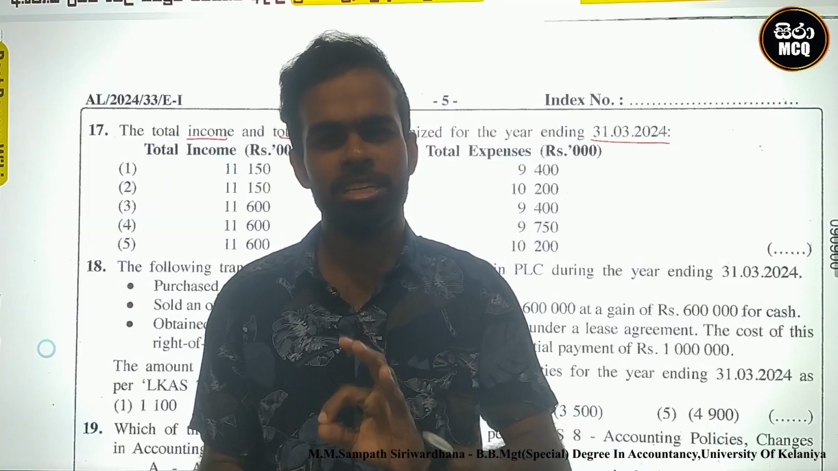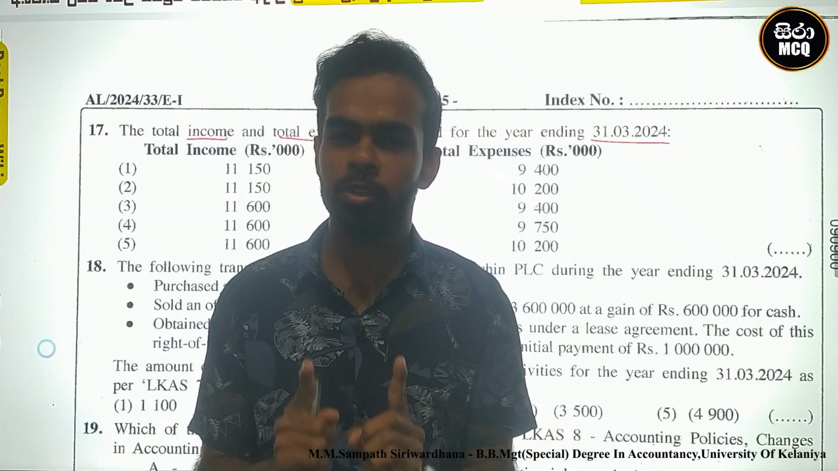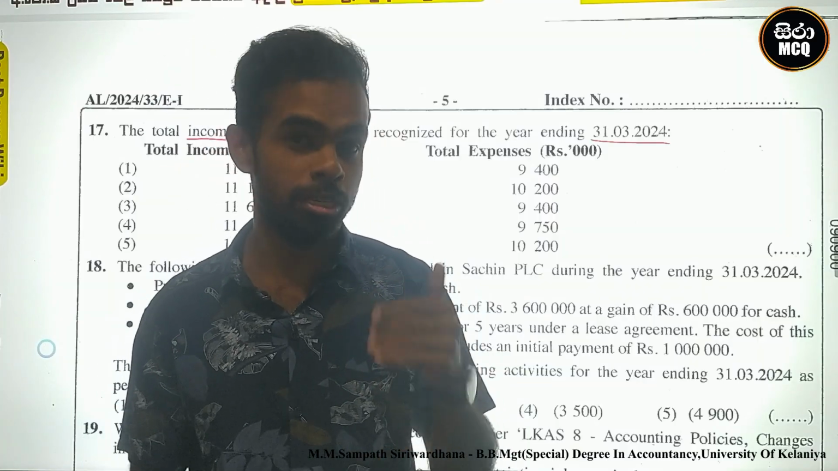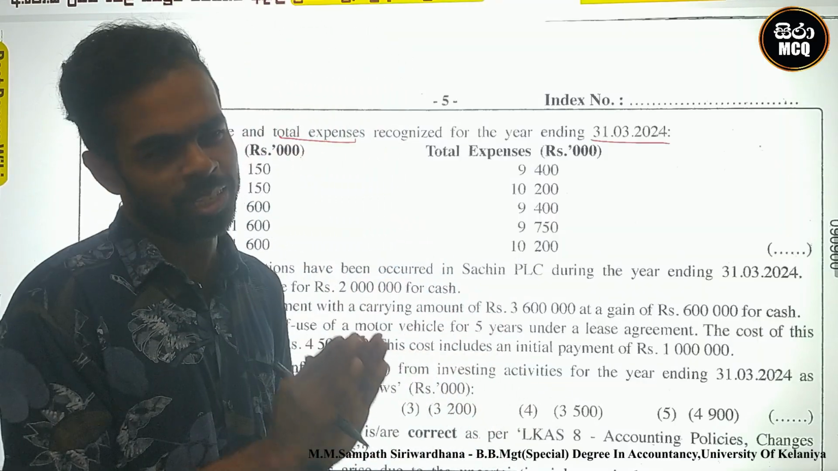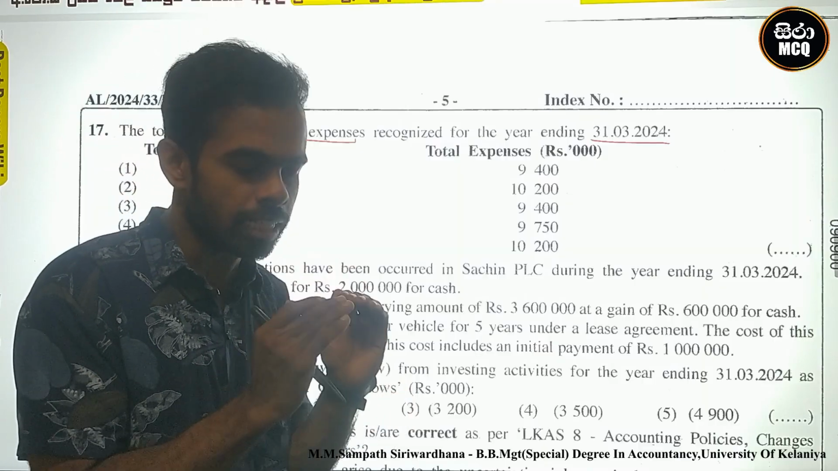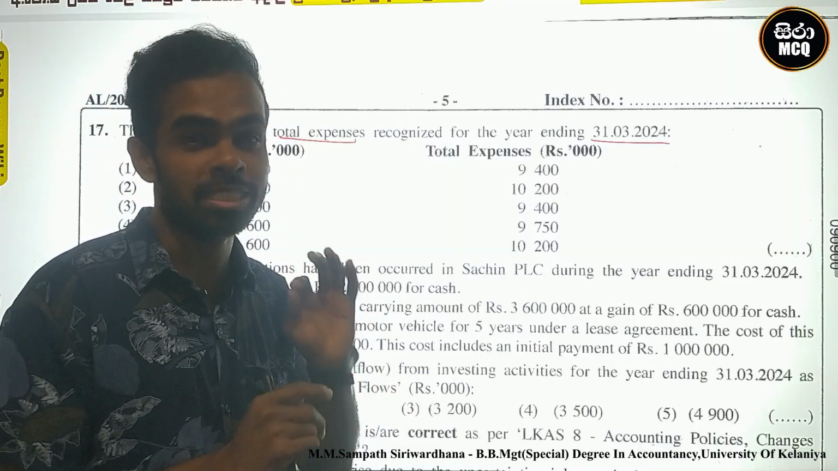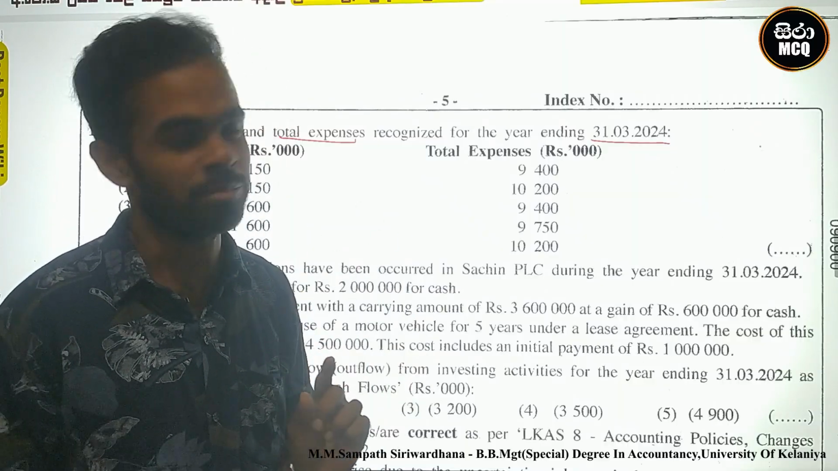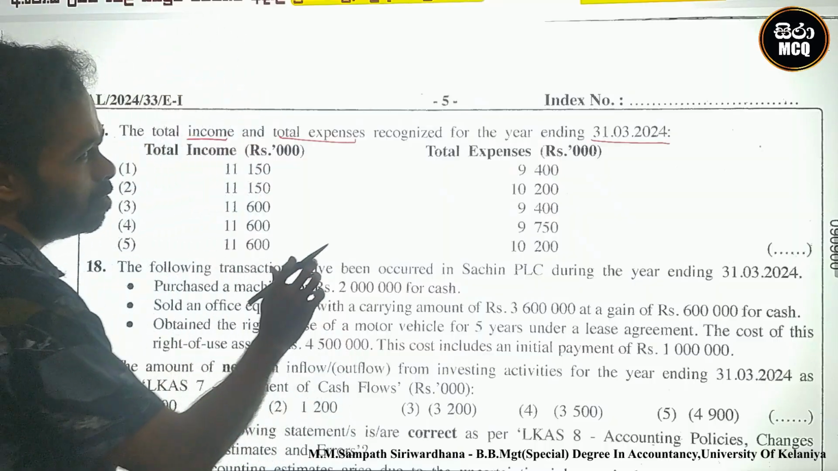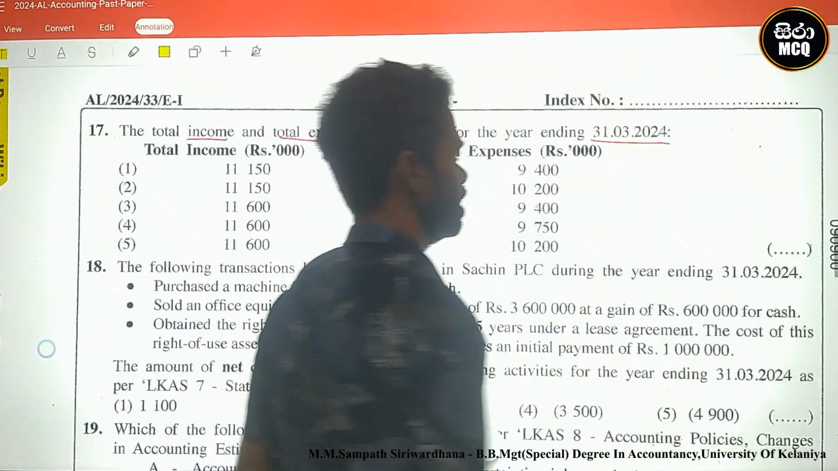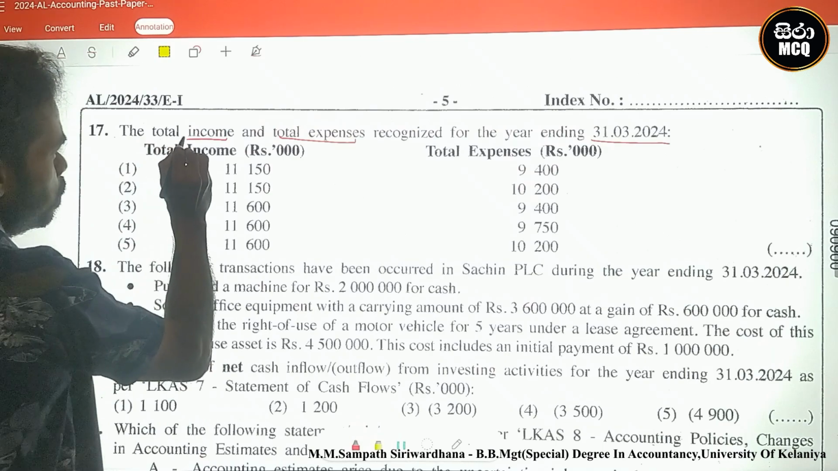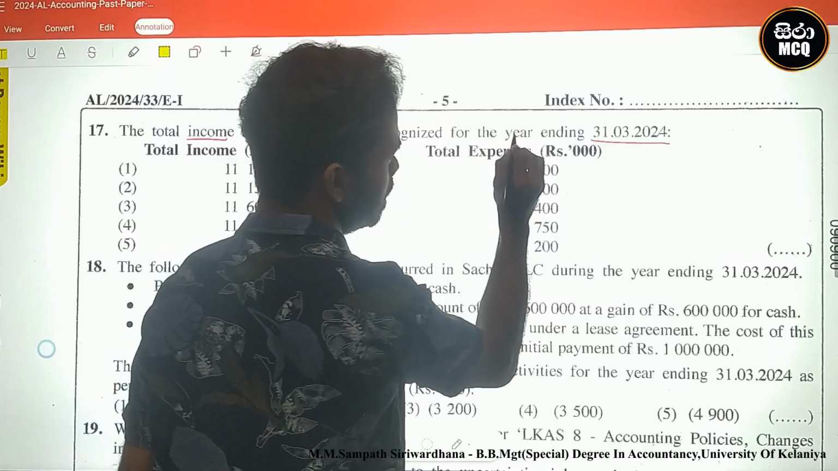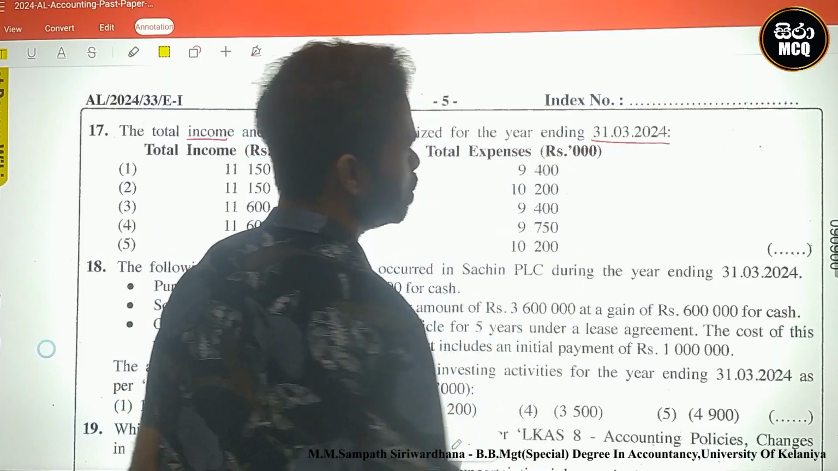Today we discuss the Advanced Level accounting paper 2024, question number 17. Question number 17 is related to question number 16. We already calculated the correct financial statement, the profit or loss and other comprehensive income statement. Therefore, what is the requirement of question number 17? What is the total income and total expenses recognized for the year ending 31st March 2024?